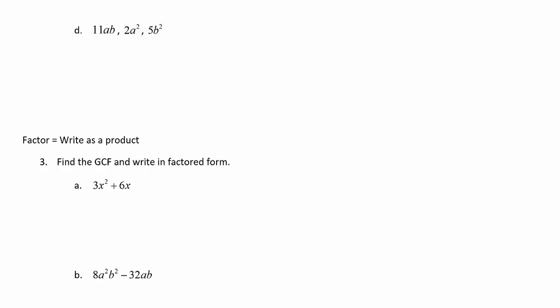So part D, rather than writing out the factors, I'm going to look at the pieces separately. So I have the numbers 11, 2, and 5. Those numbers don't have a common factor. There's nothing I can divide all those numbers by. And then I look at the variables. I have an a in the first two, but notice there's no a in that third term. So a is not a common factor. What about the b's? There's a b in the first one and the last one, but not the middle one. So b is not a common factor.